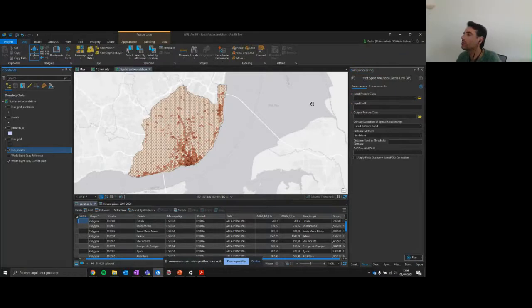Here I will choose my events. I will choose a distance band, and I will insert the distance where the spatial clustering is happening, okay? And you will compute the hotspots using the Getis-Ord algorithm, okay? I will run the analysis.